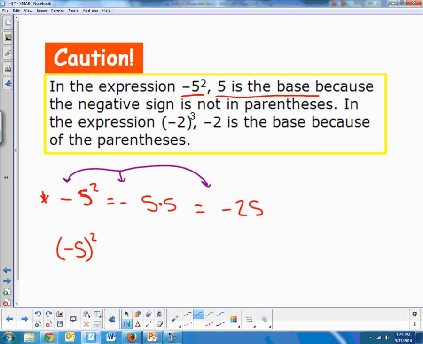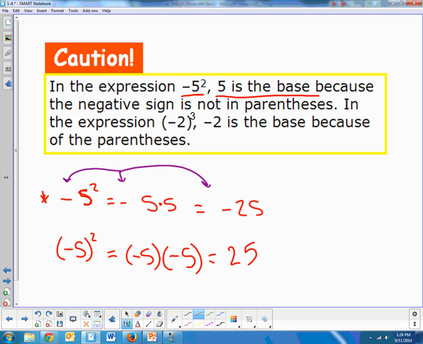With the parentheses, now the negative is part of the base, which means we're going to do -5 times -5. Since we just went through multiplying with integers, multiplying with positives and negatives, a negative times a negative is going to give us a positive 25. Different answers. The parentheses do make a difference.